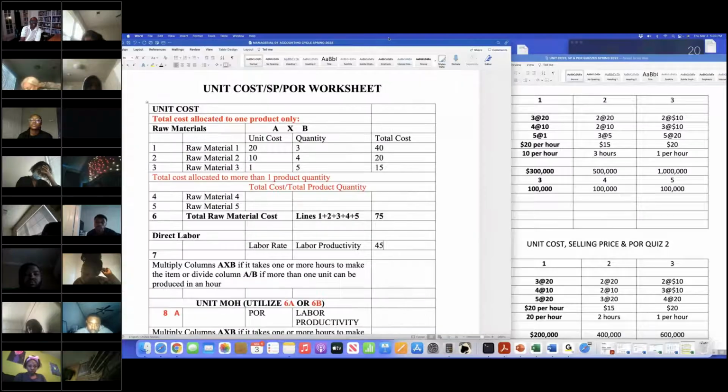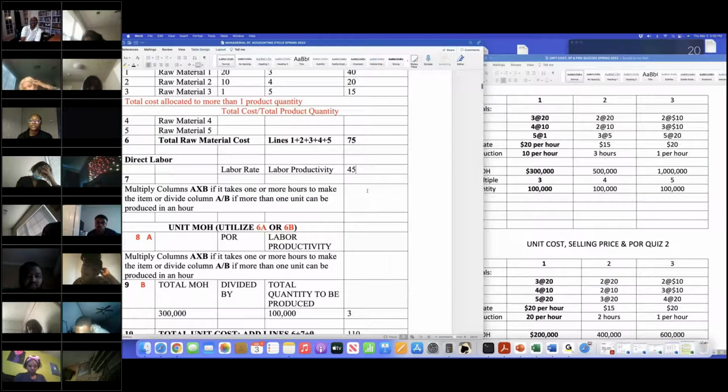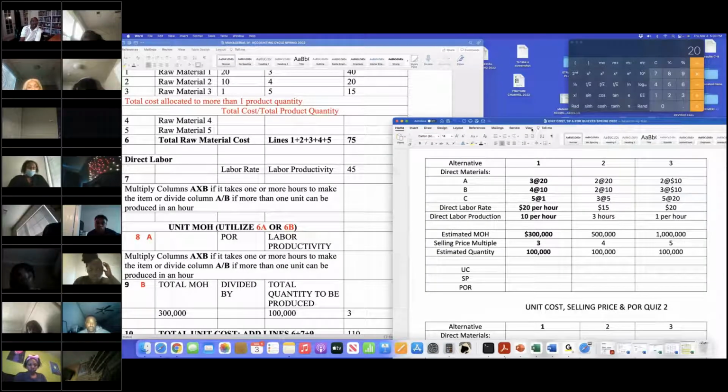Now, let's just finish this. What is the manufacturing overhead? So what's the unit manufacturing overhead? Tell me that if you want. How much? Five. What are we simply going to do? Divide the total overhead by the quantity. It's going to be five.